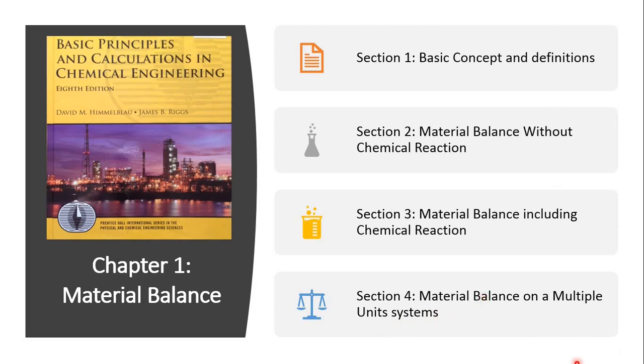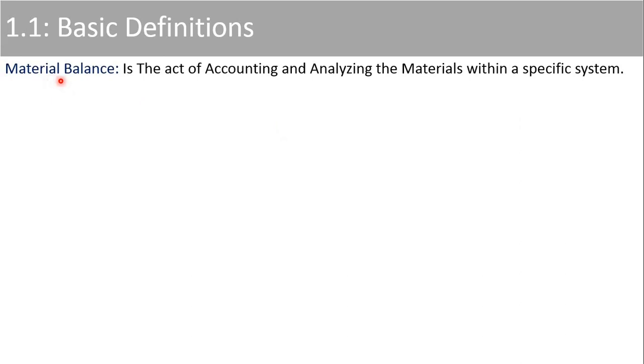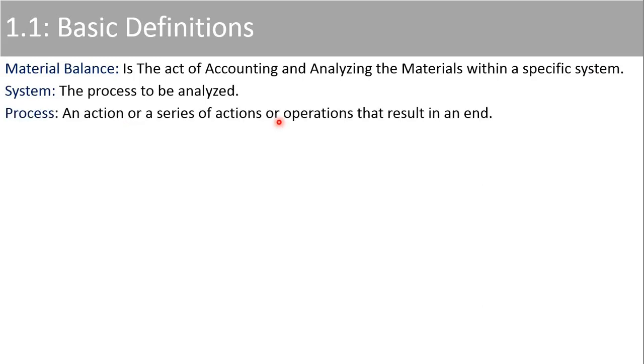So let's start with the first section, the basic definitions. So what is a material balance? Material balance is the act of accounting and analyzing the materials within a specific system. What is a system? A system is the process you want to analyze. And what is a process? A process is an action or a series of actions or operations that result in an end.